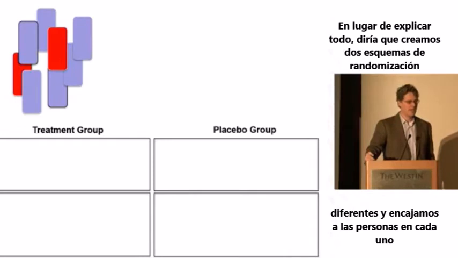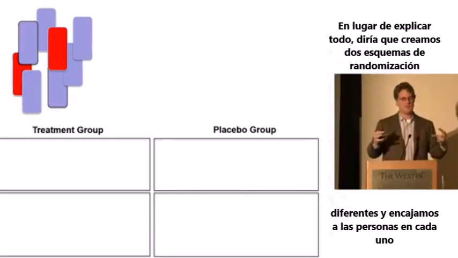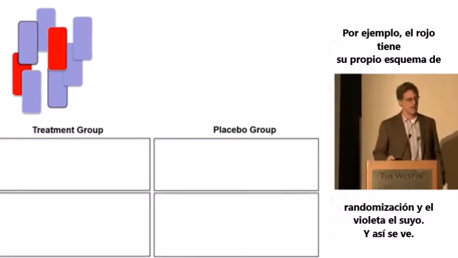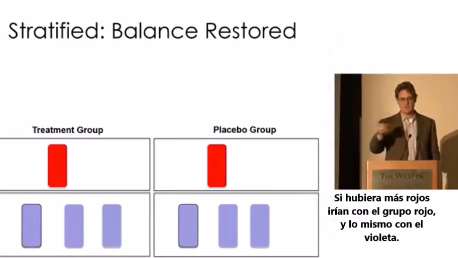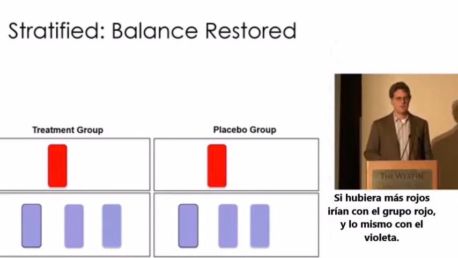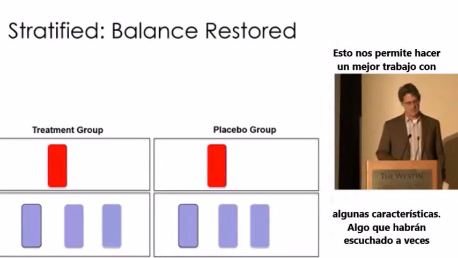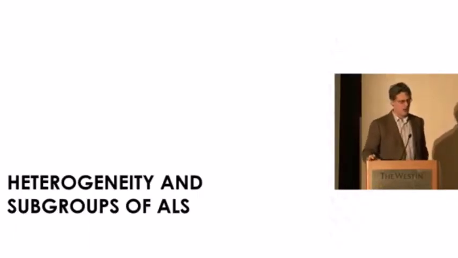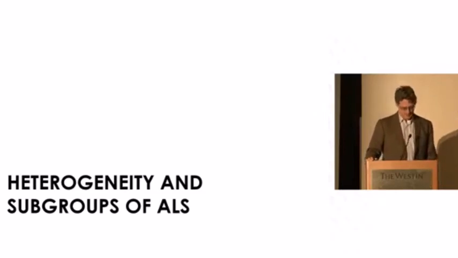Rather than go through explaining it, I'll say that we sort of create two different randomization schemes and fit people into each one. So for example, red gets its own randomization scheme, and purple gets its own randomization scheme, and it kind of looks like this. Okay, and if there were more reds, they would go into the red groups. If there were more purples, they'd go into the purple group. That allows us to do a better job on a few characteristics. So that's sometimes something that you hear about. A word about heterogeneity and subgroups of ALS as well.